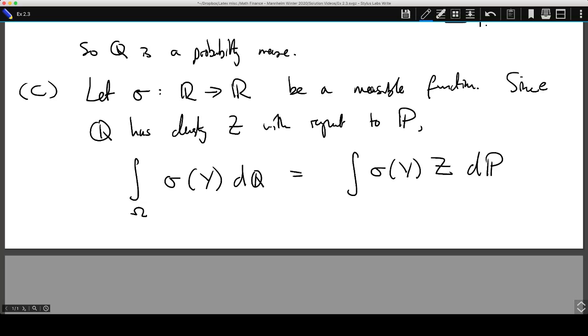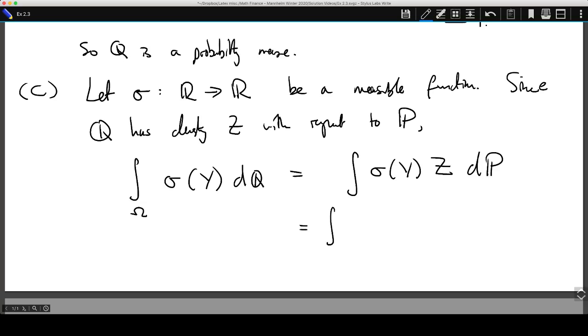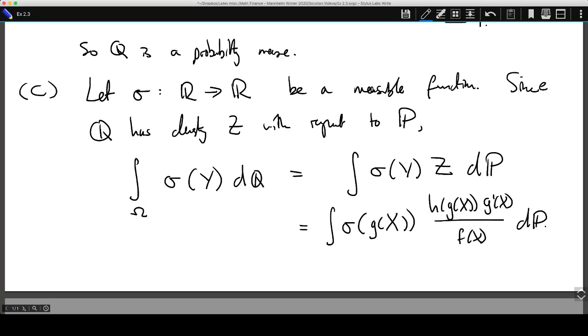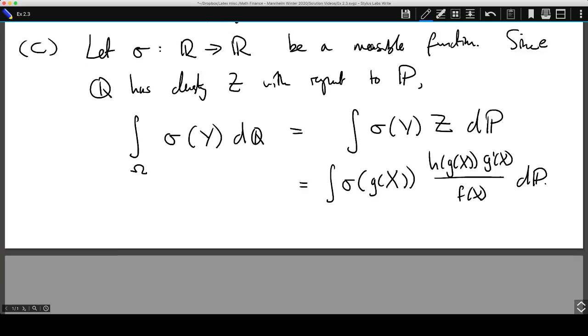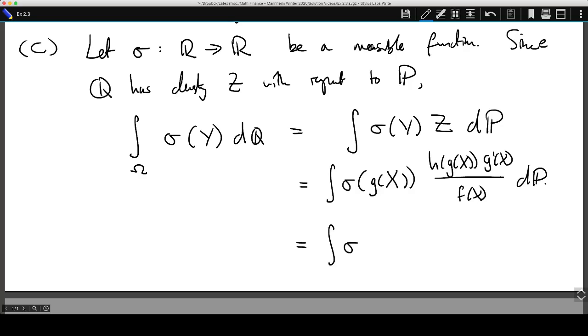Well, now we could just plug in the definition of Z and of Y. So Y, sorry, this is not Y, but in fact, let's write it out explicitly. Sigma of g of X, h of g of X, g dash of X over f of X dP. But we can do exactly the same trick as before and write this, with this all now with the random variable X, of course, using the density of X. Exactly as we saw in part B. Or was it part A? I can't remember.